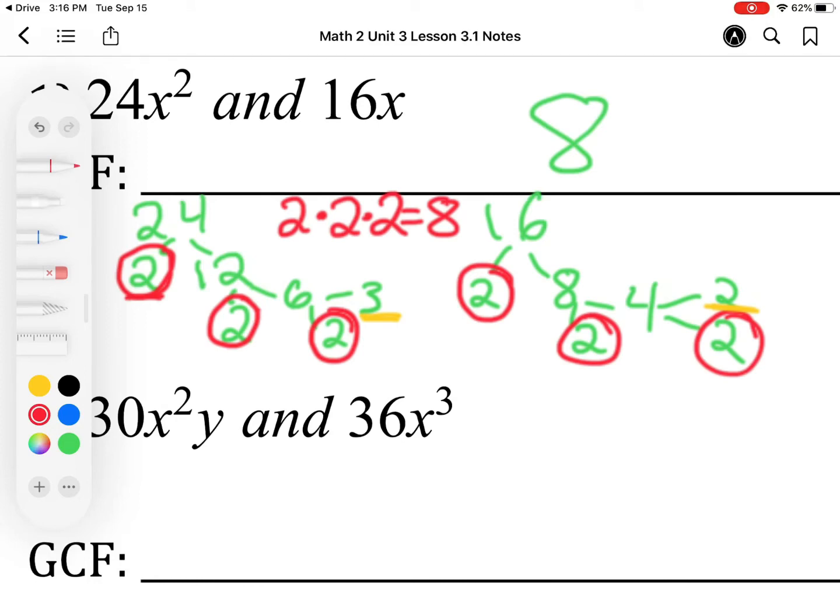Now the variable. Do both terms have an x? Yes. So that means I'm going to have an x in my GCF. What's the smallest exponent of x? I've got a 2 here and an understood 1 there. So that understood 1 is my smallest exponent, and that's going to be in my GCF. Because it's 1, you do not have to write it. So 8x is your answer.